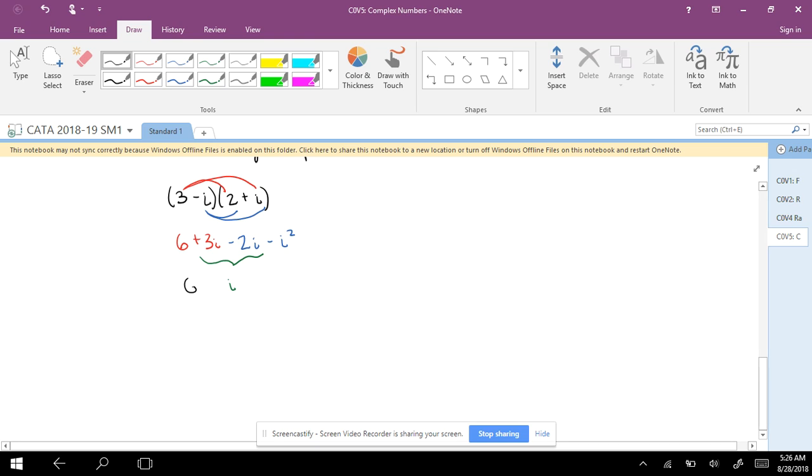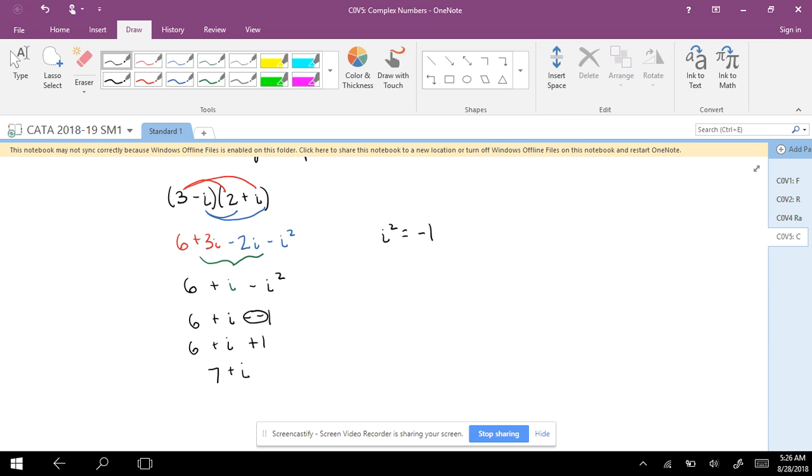So here's what I got now. I got 6 plus i minus i squared. Well, i squared gives me negative 1. So 6 plus i minus negative 1. This acts as a plus. And my answer is 7 plus i.